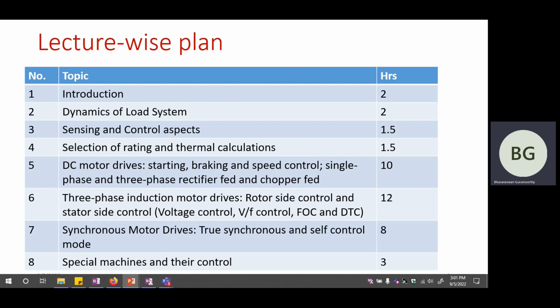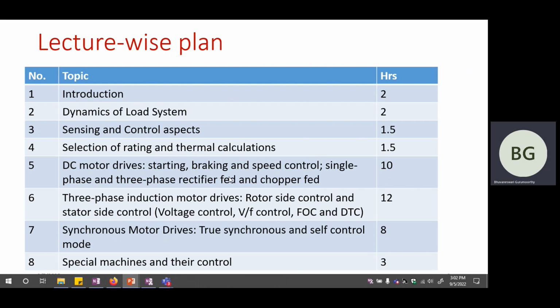Based on that, how are we going to choose the rating of a particular motor for a given load duty cycle? If a load is going to have 100% power all the time, then there is no problem. You can just select a motor corresponding to that 100% power. Rather than that, if the load is going to fluctuate on a continuous basis, how are we going to adjust that control mechanism, and how are we going to choose a motor of a particular rating? Those things will be talked about in topic number 4.